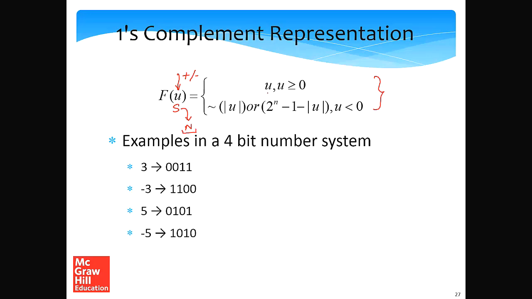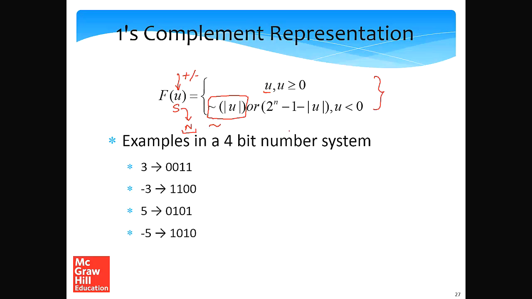So for positive numbers, we do nothing. It is u itself, where u is greater than or equal to 0. And for negative numbers, what we do is we take the value of u and we complement every single bit of it, where the tilde sign is also the sign for a bitwise complement.